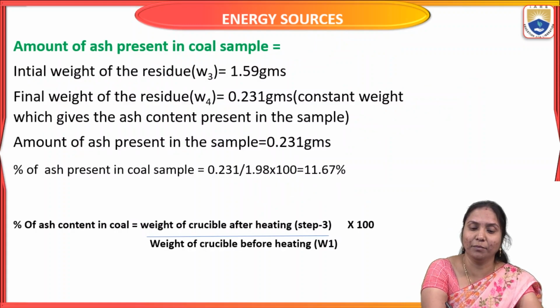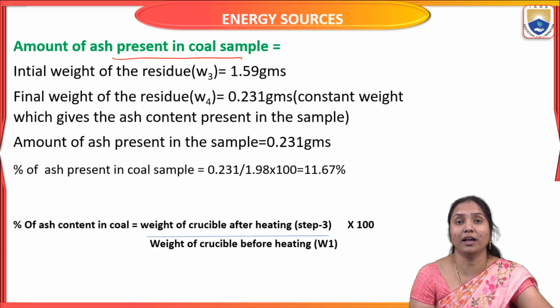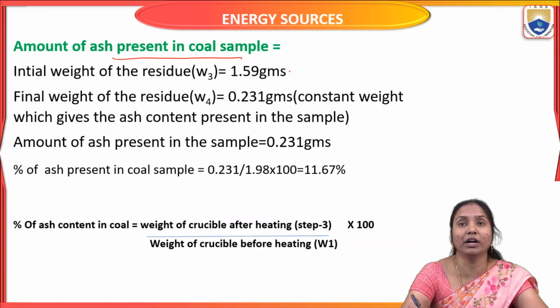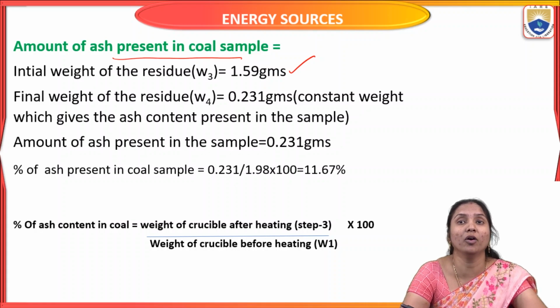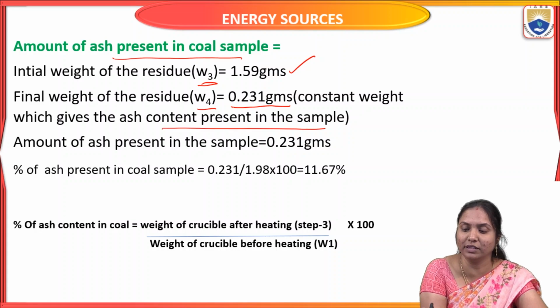Now you can calculate the amount of ash present in the coal sample. Here also, the initial weight of the residue is given in this formula as 1.59 after completing volatile matter. So the weight of the coal sample, 1.59, is W3, and the final weight of the residue is W4, here 0.231 grams. This constant weight gives the ash content present in the sample.